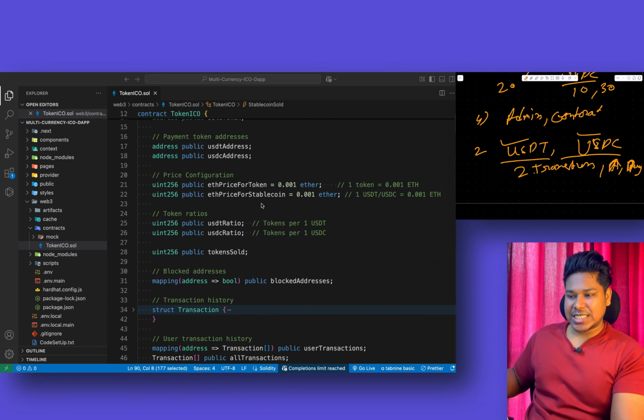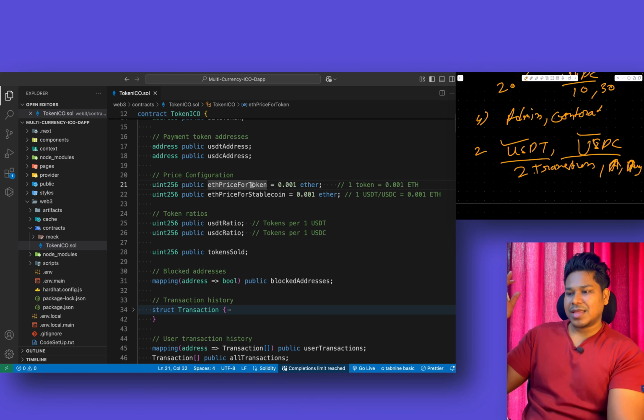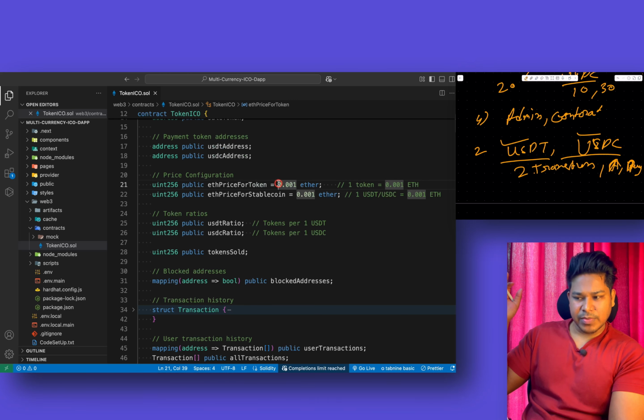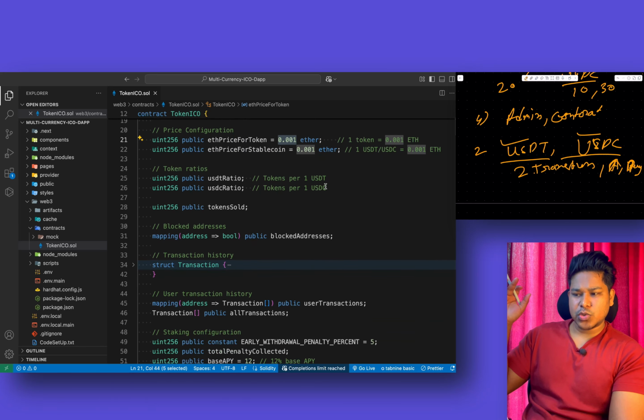So you can see this is the ETH pricing we are setting as a default. So when the user deploys the contract, they can set any pricing, but I'm going with the most stable pricing, which is this one. Both for the stablecoin, which we discussed in the last video, and this one is the ETH pricing. You can see the ratio we have here.